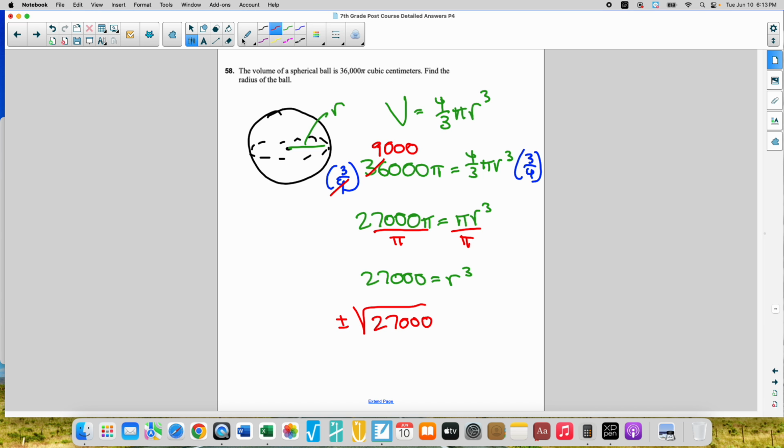We're going to take the cube root. No plus or minus, because it's cubed. Only plus or minus on even exponents. We will write the cube root of r to the third. The cube root of 27,000 is going to be 30. So 30 equals the radius. The unit is centimeters, so 30 centimeters equals the radius of the sphere. That was number 58.